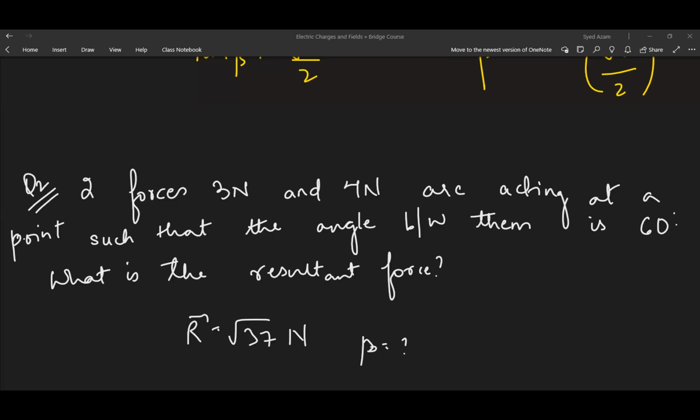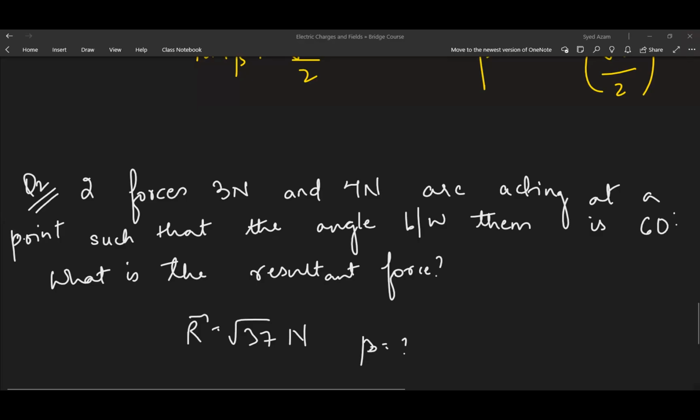Ma'am, is it root 3 by 2? Yes, right. So see, this part is clear. I think we need not practice this one. Now you'll be able to remember this parallelogram law, Abyaz. Yes, ma'am. There was one more question where you were lagging.